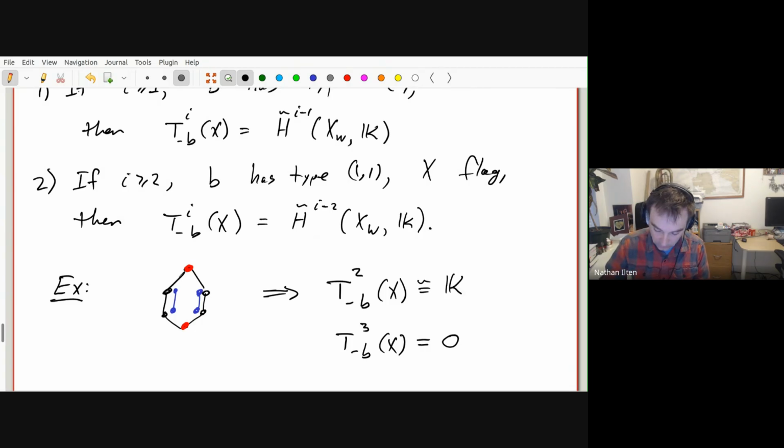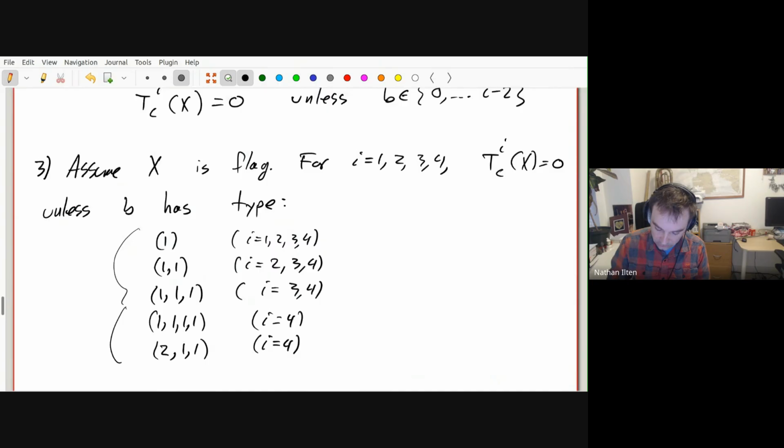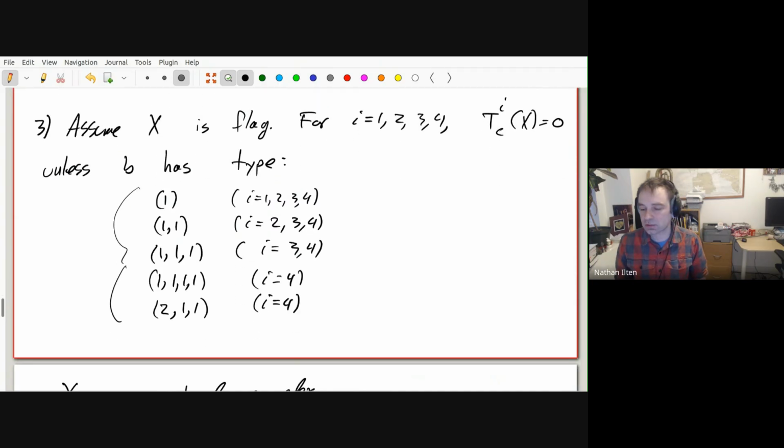All right, so let's go ahead and look back at this result here, which was telling us which degrees we need to consider when we're thinking about T3 and T4. So we've dealt here with degree 1, or type 1. We've dealt here with type (1,1). And so there's just these three other cases that we need to deal with. The results here are a little bit more complicated.